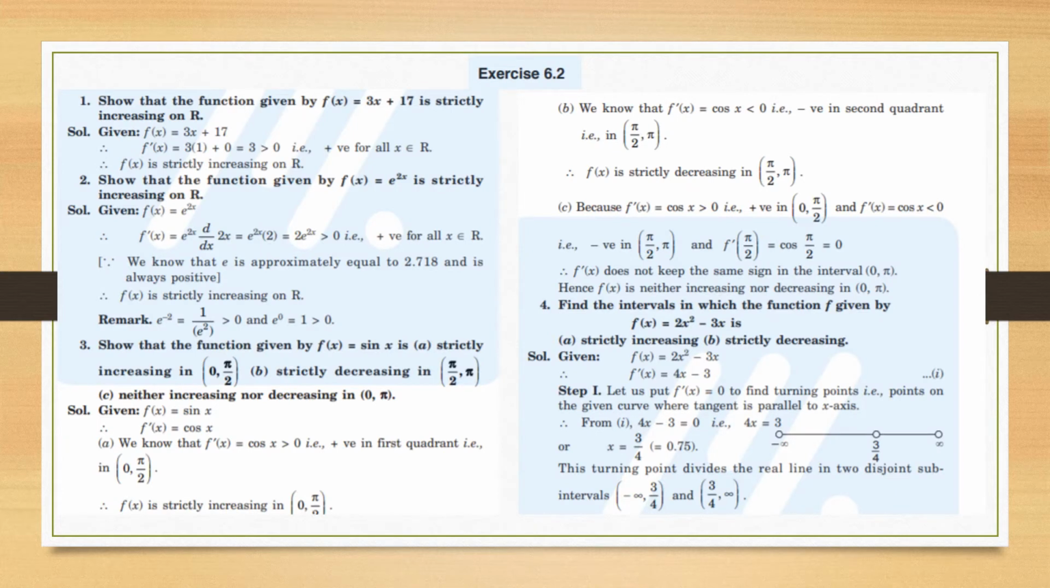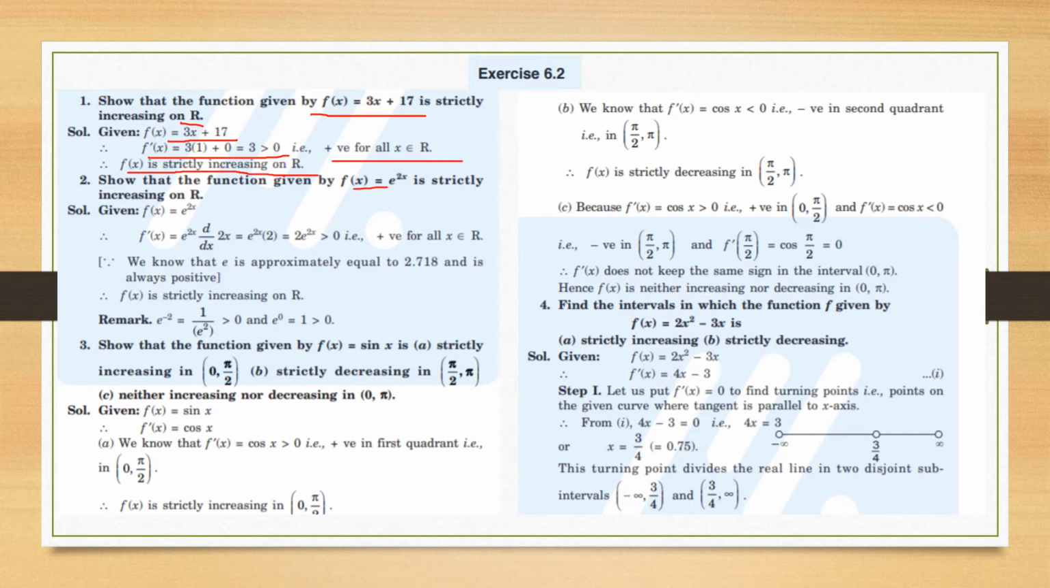Now let us start with the exercise. Number 1 is: show that the function given by f(x) equal to 3x plus 17 is strictly increasing on R. So this is a simple question. I'll just take the derivative. The derivative is turning out to be 3, which is positive for all real numbers. So that means the function is strictly increasing on R.